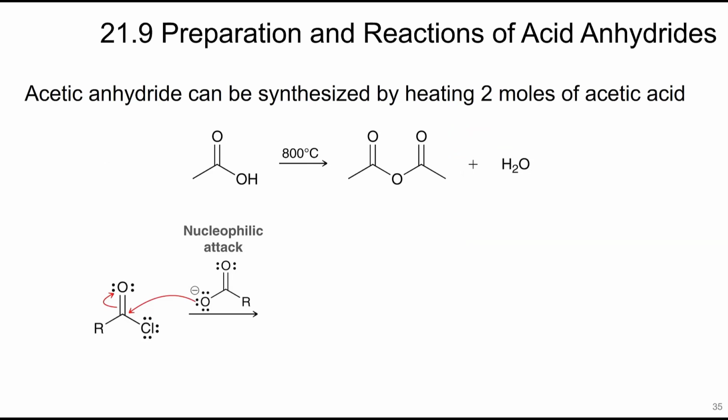All right, so acetic anhydride can be made using 2 moles of acetic acid at very hot temperatures. This is 800 degrees. This process doesn't really work for most other acids because their structures can't stand the high temperatures, but for whatever reason it works with acetic acid. So the more practical synthesis is to use an acid chloride with a carboxylate.